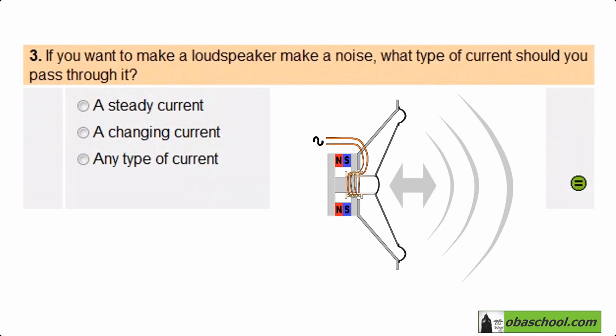So, in order to have a loudspeaker that makes a noise, what type of current do you think you should pass through it? Of course, a changing current, as you see here, and as we've mentioned before, a changing current means a changing magnetic field, and this causes the cone to move and creates pressure variation in the air and forms sound waves.